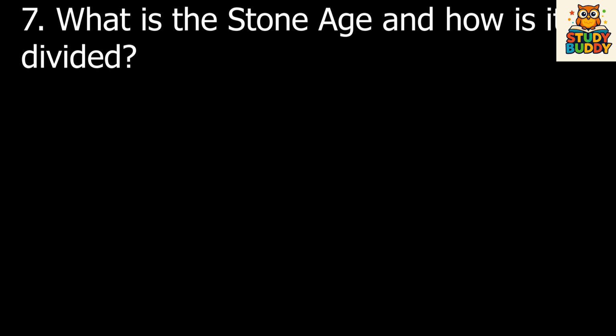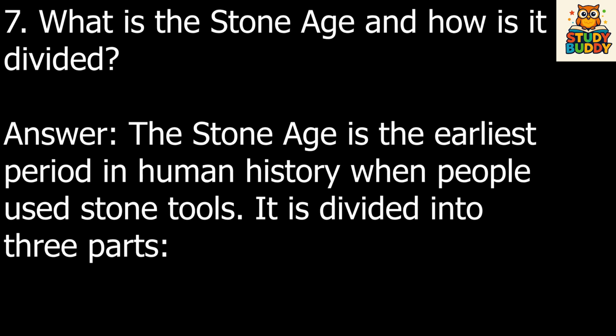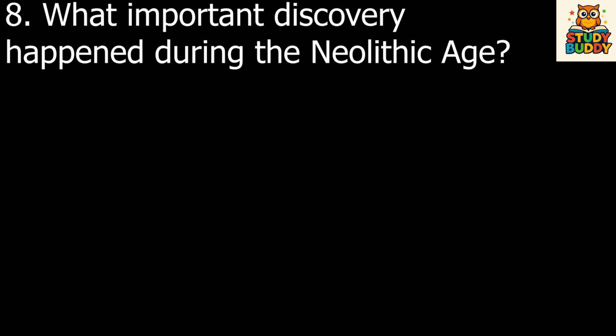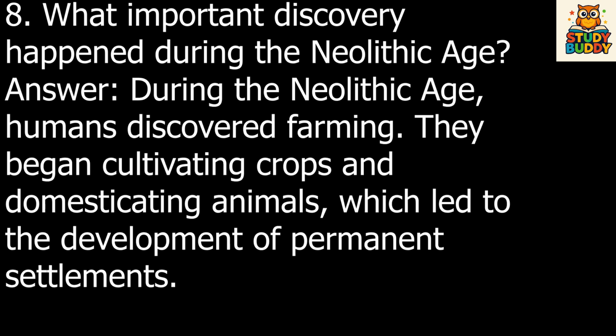What is the Stone Age, and how is it divided? The Stone Age is the earliest period in human history when people used stone tools. It is divided into 3 parts: the Paleolithic, Mesolithic, and Neolithic periods. What important discovery happened during the Neolithic age? During the Neolithic age, humans discovered farming. They began cultivating crops and domesticating animals, which led to the development of permanent settlements.